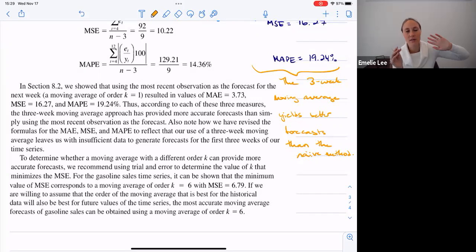And as you get something with a better mean squared error, so a lower mean squared error, right? We want to minimize the mean squared error. Then you can replace that model with that one.